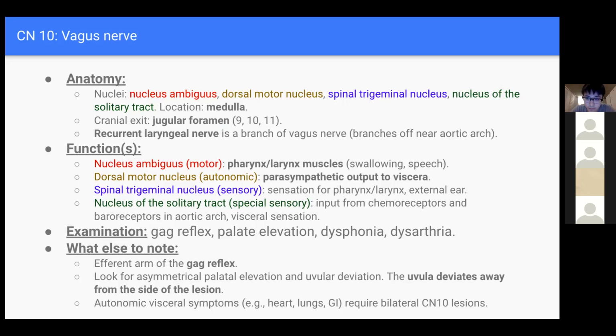So in terms of function, I think there are 2 main, really important things to note. The first one is nucleus ambiguus. So this one, the vagus nerve takes care of most of your muscles in your pharynx and your larynx. This is the main thing to note, okay? And essentially, swallowing, speech, the vagus nerve is going to be very important.